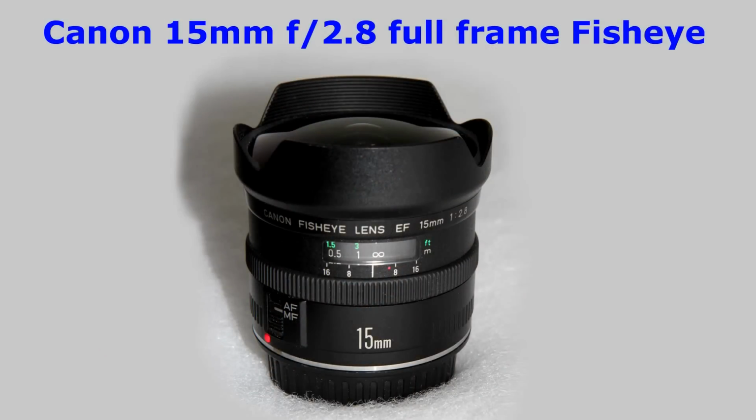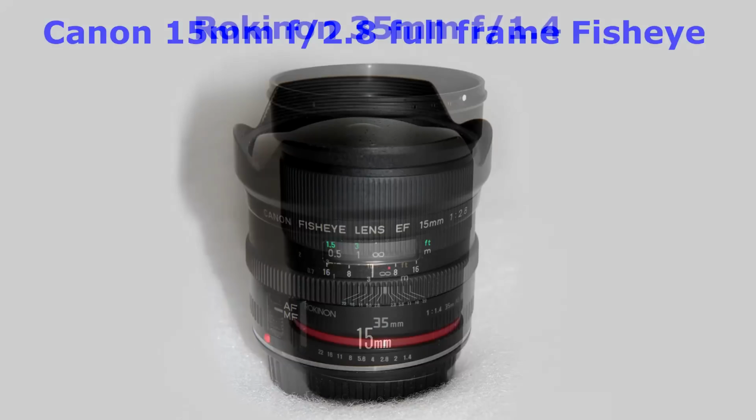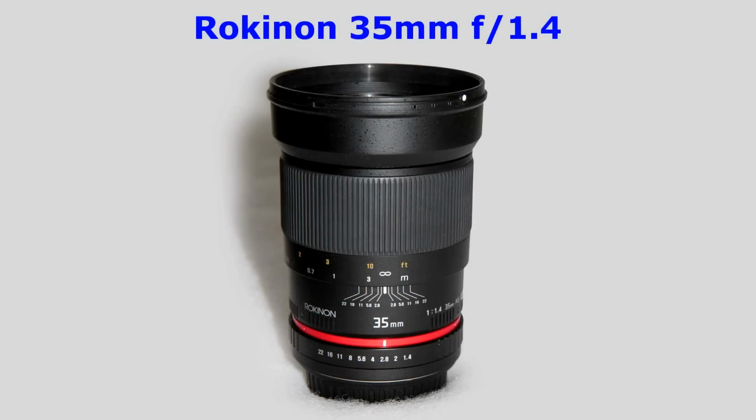This is a full-frame fisheye that Canon used to make before they came out with that zoom. It's a 15mm f2.8, sharp to the corners, phenomenal little lens. You can probably still find them used. And then here's the sleeper of all time, the Rokinon 35 f1.4, which only costs about a third as much as the famous branded lenses.